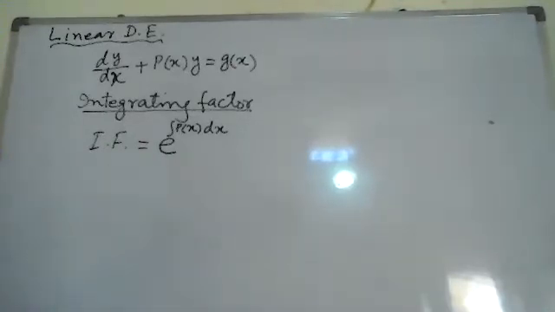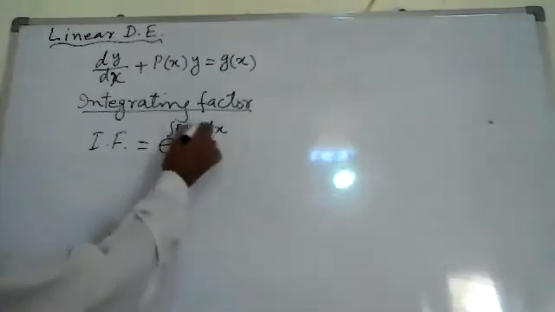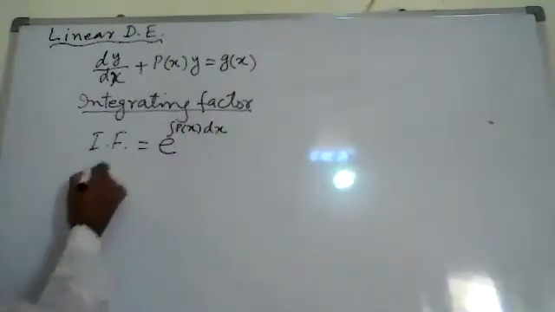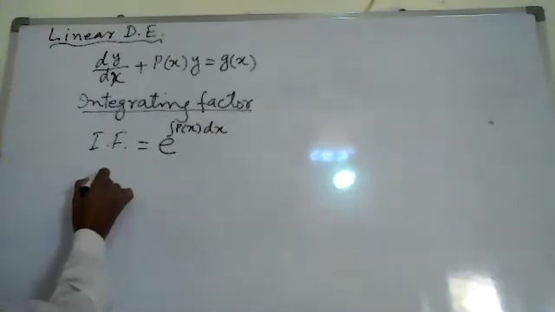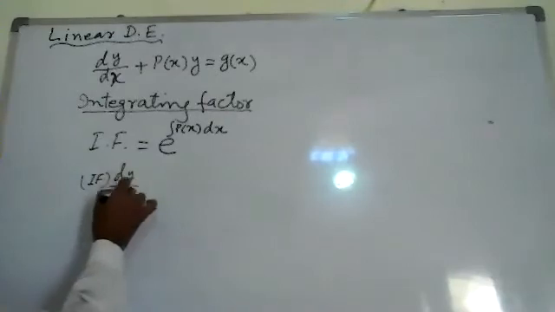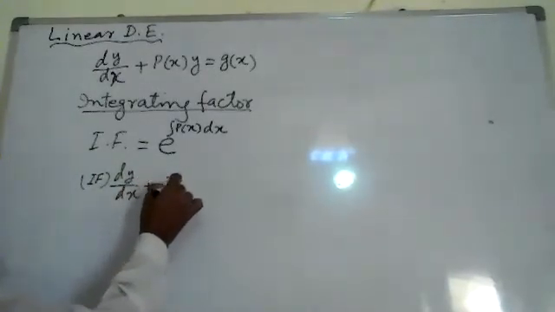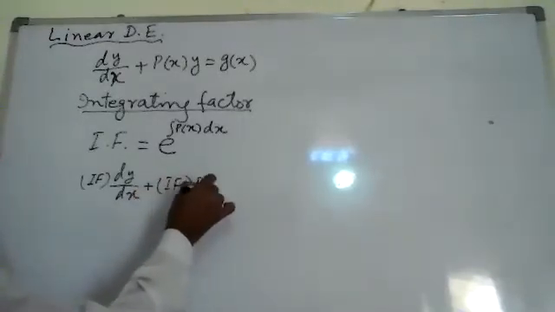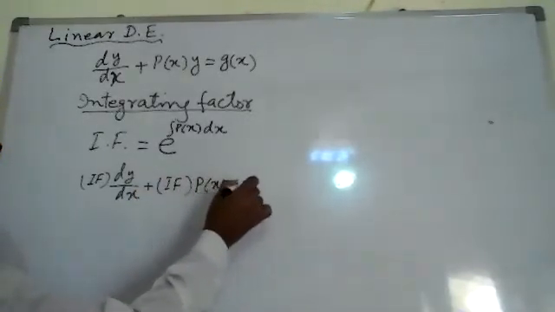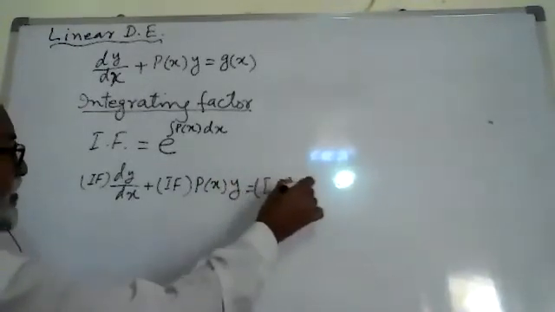So this is the way. Now the third step, we will multiply the integrating factor with the whole equation. So it will become, instead of writing the whole one, I am writing it briefly: integrating factor into dy upon dx plus integrating factor into p of x into y is equal to integrating factor into g of x.